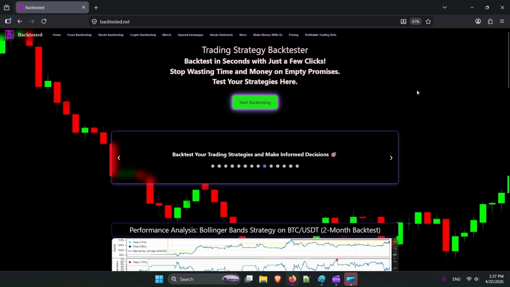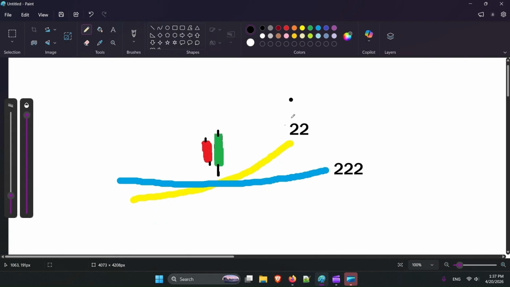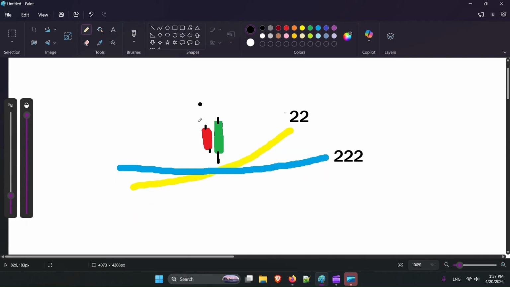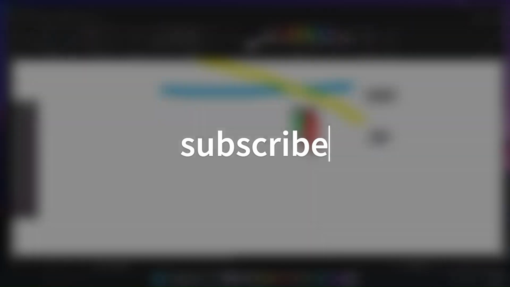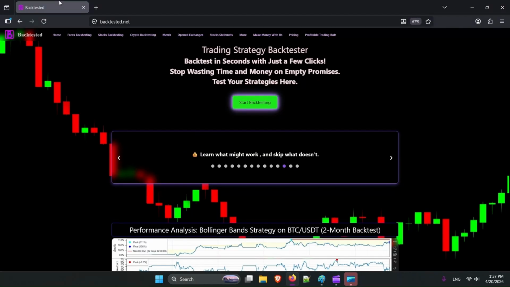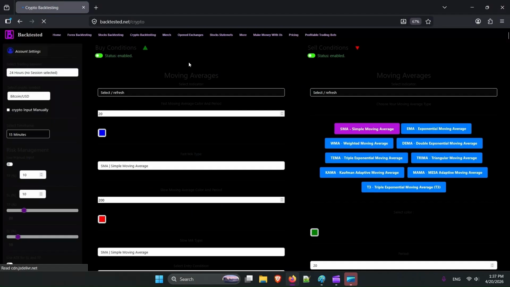In this video we will be testing a simple crossover strategy. As you can see on the screen, when the EMA 22 crosses above the EMA 222 and we have a bullish engulfing, it's a buy signal. And when the opposite case appears, it's a short signal. So we'll be testing this on crypto.